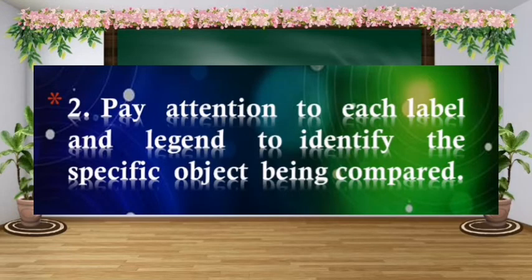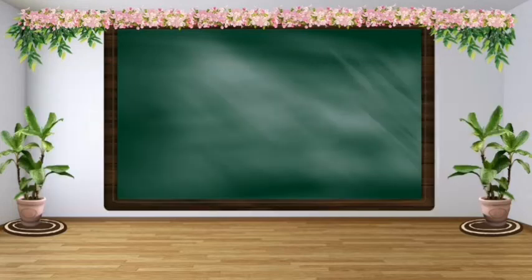Next, pay attention to each label and legend to identify the specific object being compared, meaning you have to give attention to whether the label and the legend coincide with each other and where you are going to put them in making your graphical representation.